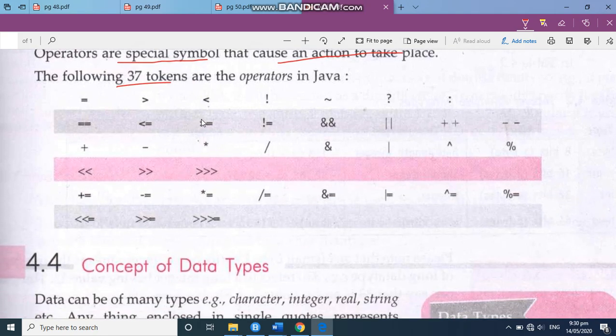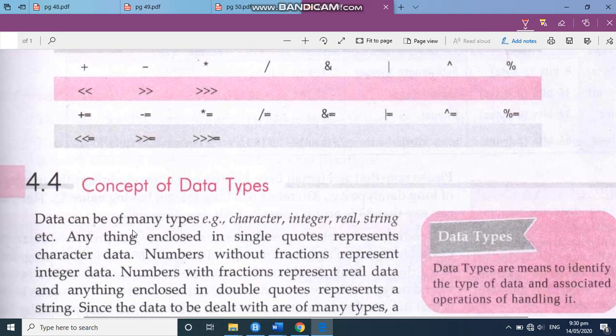So when we'll start doing some calculations, you might be using all these symbols. So we finish our lecture till here, and we'll start with the next concept of data types in the next video.